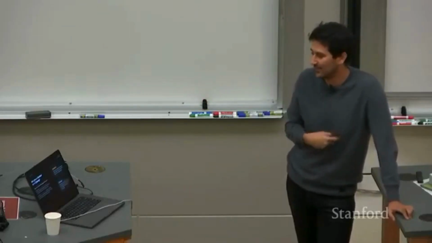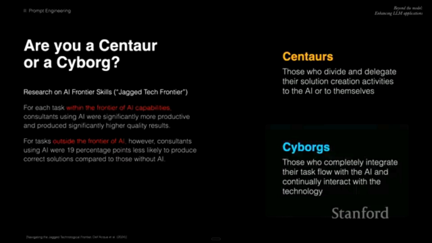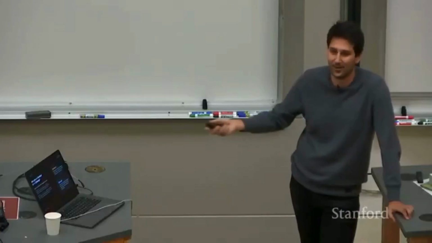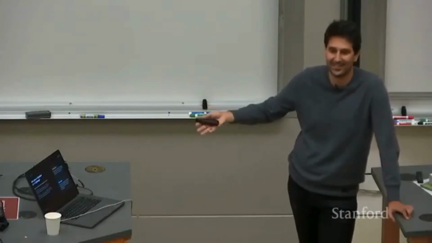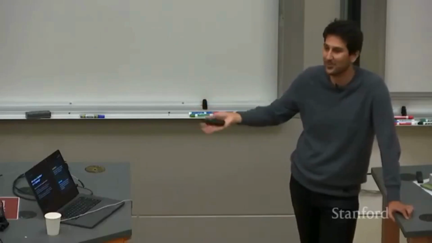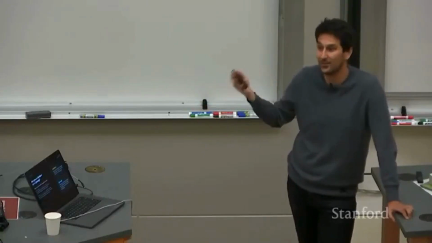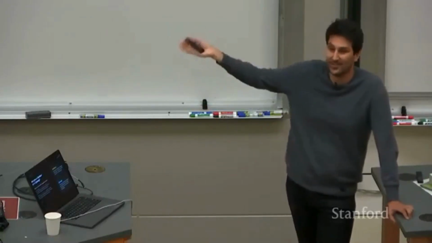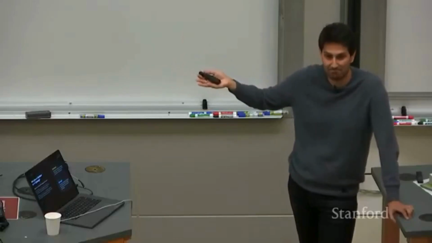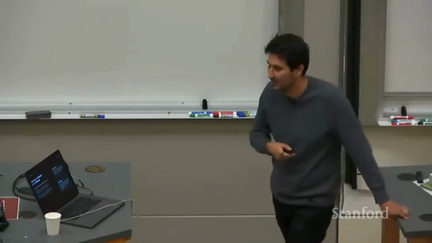Others would act as cyborgs. Cyborgs are fully blended bionic human robots, a human augmented with robotic parts. And those individuals would not delegate a task fully. They would actually work super quickly with the model, back and forth. I find that a lot of students are actually working more like cyborgs than centaurs. But maybe in the enterprise, when you're trying to automate a workflow, you're thinking more like a centaur. Yeah. That's just something good to keep in mind.